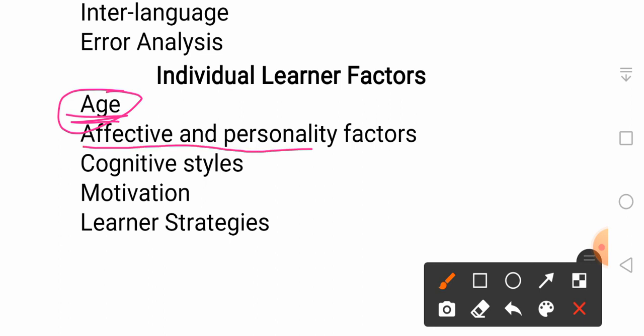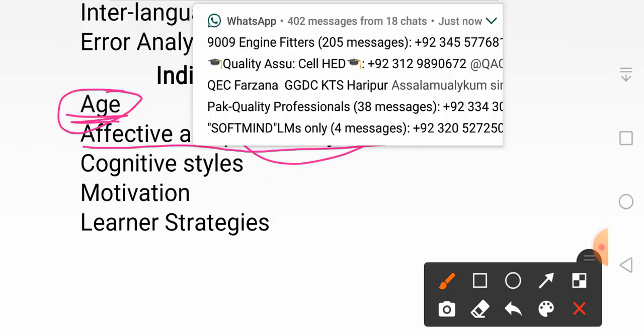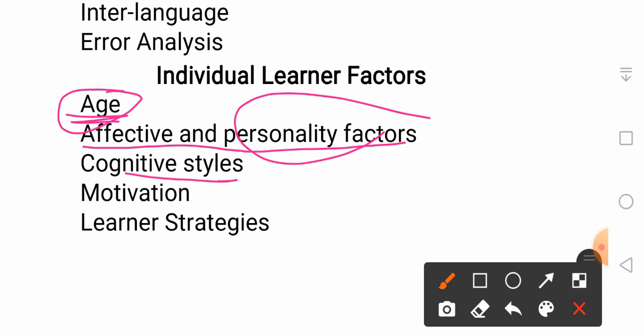Now, affective and personality factors, like if you happen to be an extrovert, you mix with people, you go out partying, you go into social gatherings, so you will learn language fast as compared to the person who is an introvert. Again, there are many personality types. Then cognitive styles of learning, we'll talk about it. Then motivation, there are people who are intrinsically motivated within themselves, so they will learn languages quickly.